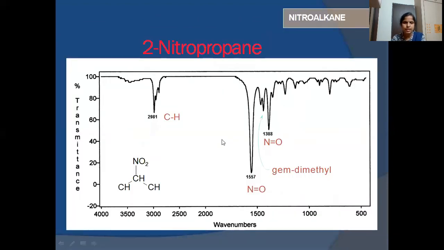So first we'll take an example of 2-nitropropane, which is a nitroalkane. This is the nitro group which is attached to the carbon. Nitro group means we have to observe N double bond O, so around 1557 we find the band. And if we have gem dimethyl, these are the doublets, which are due to the gem dimethyl groups.